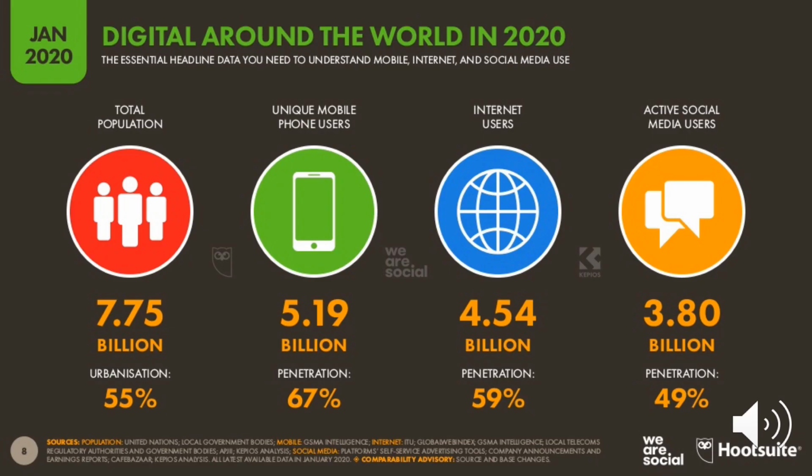So let's see. This is an important thing, right? Social media is important because it's found everywhere. It's ubiquitous. There's almost 8 billion people in the world. Almost 5 billion of them are internet users, and almost 4 billion of them are active social media users. So this is an opportunity for scientists to talk to people all across the world.